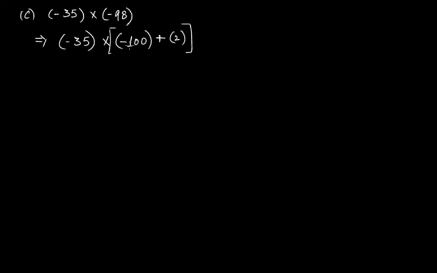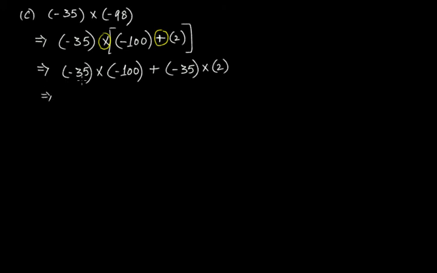So minus 100, because this is minus 98, and of course if you would have done 100 minus 2, then that would have given you 98, but we need minus 98, that's why minus 100 plus 2. And then using the distributive property of multiplication over addition, this will give you minus 35 times minus 100, then you have this plus sign here, and then you have minus 35 times 2.